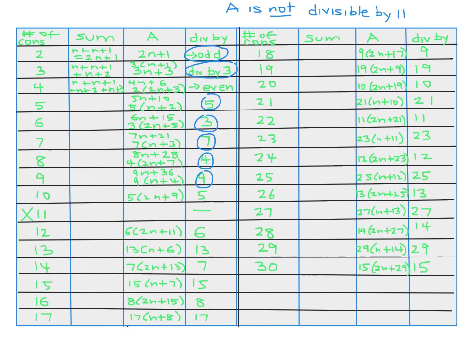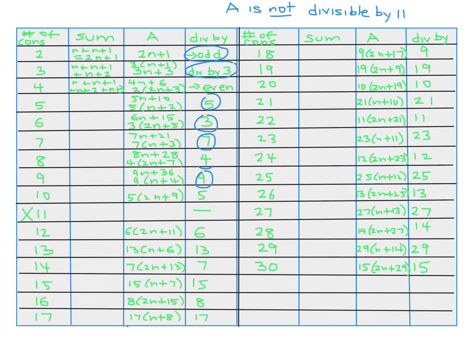Even is out, so we're not going to choose that one. And then 5, I'll choose that. 3 is good. 7 is good. 4 is no good. So I can't choose 4 because 4 is even. So let's get rid of that. We're not going to choose it.